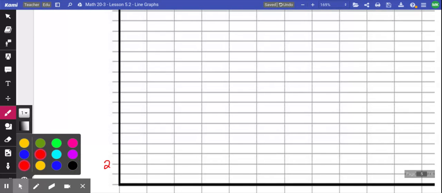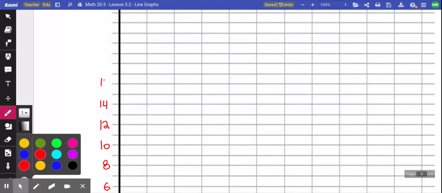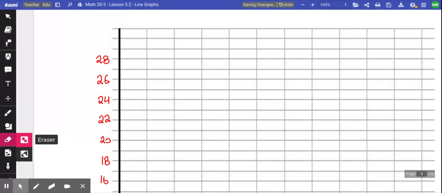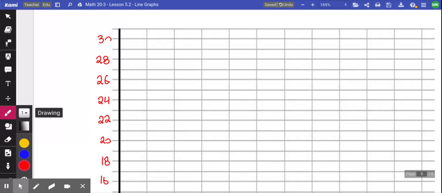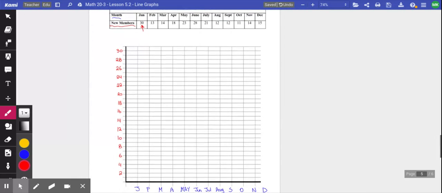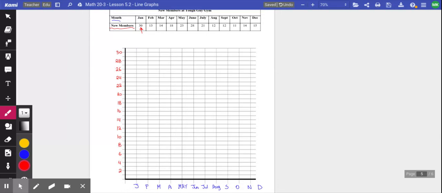So that'd be 2, 4, 6, 8, 10, 12, 14, 16, 18, 20, 22, 24, 26, 28. And I don't quite get to the top, but I get to the second highest one, which is 30. And your goal when you're creating a graph is always to try to fill as much space as you possibly can. Right? Don't make a little tiny graph that only goes in the bottom of this big piece of paper. Try to spread out your numbers so that it works nicely like this.